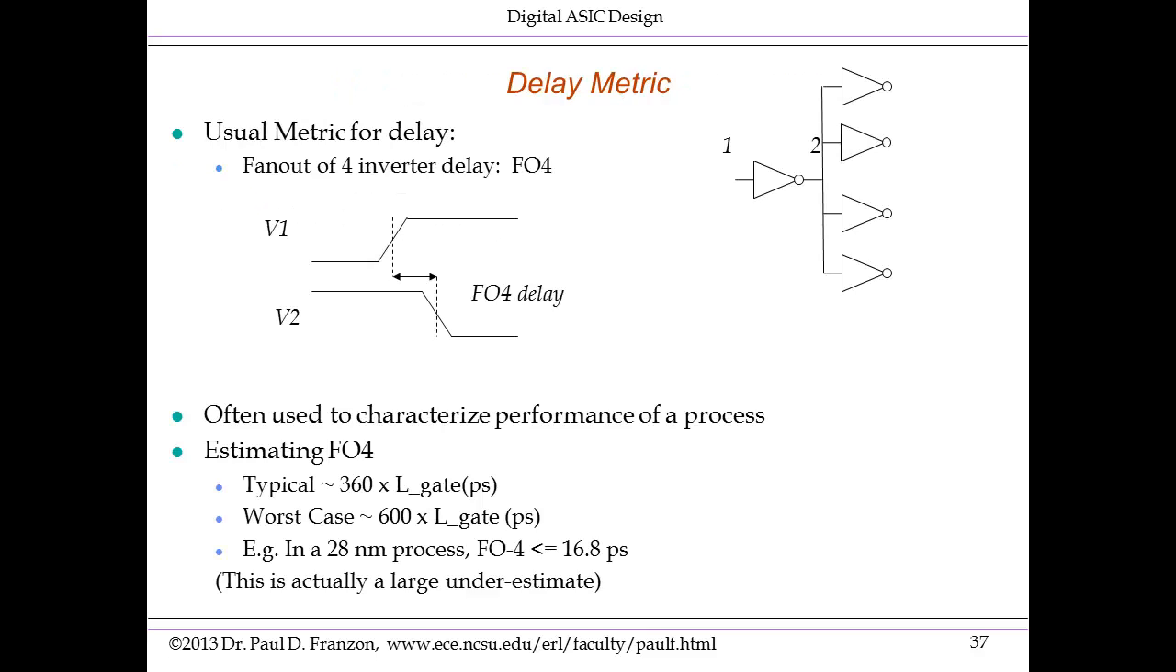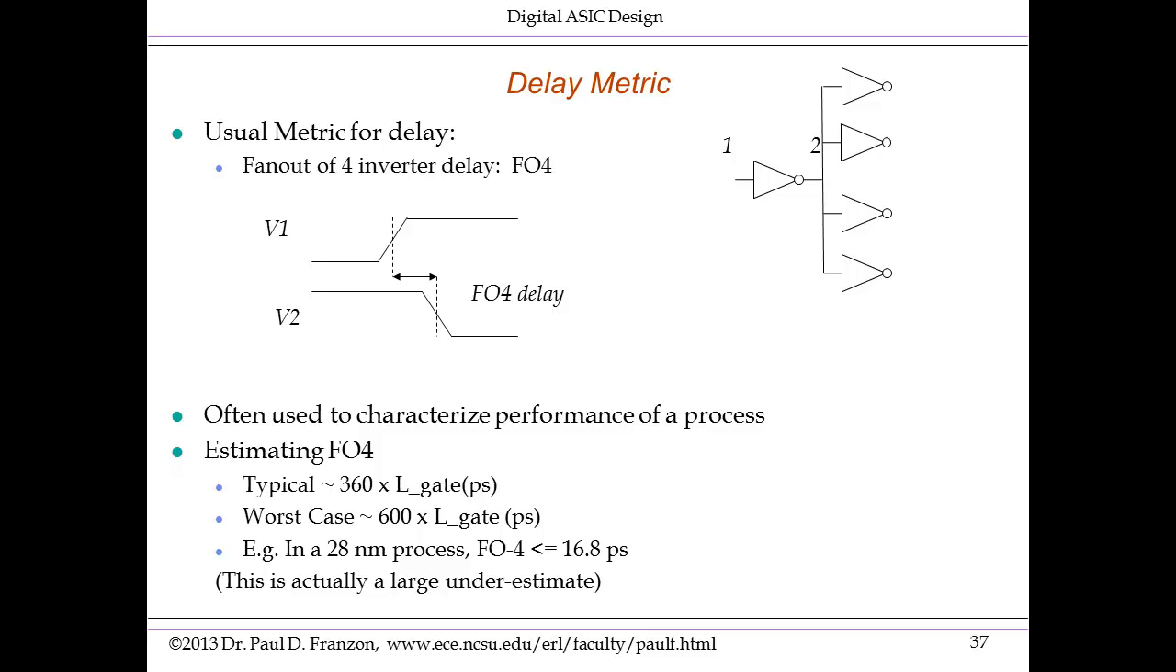FO4 stands for the delay of a minimum size inverter with a fan out of 4, that is, it's driving 4 copies of itself. That delay is measured from the input to the loaded output of that inverter at the 50% points. The value of this delay is that it is often used as a single number to represent the digital performance of a logic process, of a manufacturing process.